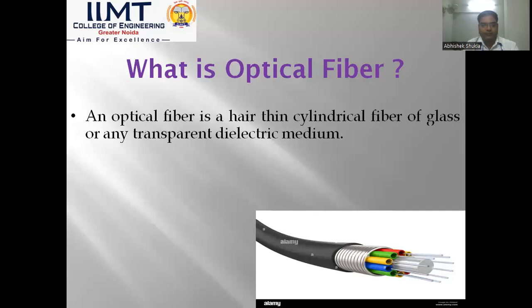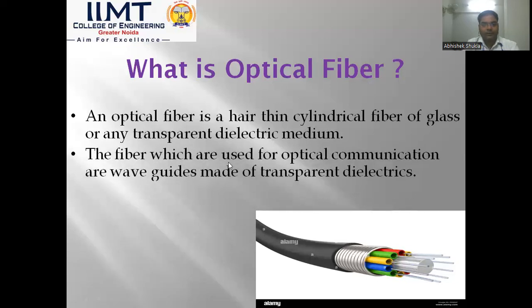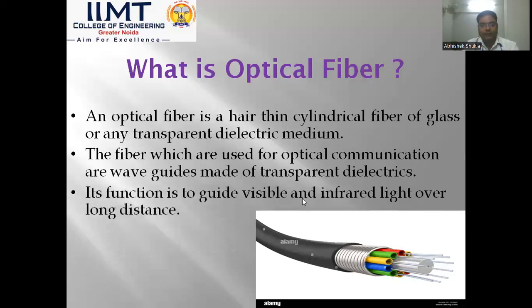So according to its look, this optical fiber is just a small, thin, hair-like cylindrical structure made up of glass or plastic material. The fibers used for optical communication are used to guide waves in the core medium. Its function is to guide either visible or IR light over a long distance. Means according to our need, we can transfer our data from one end to another in different ways.